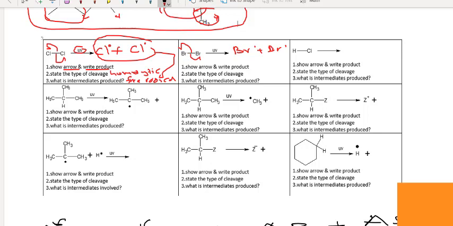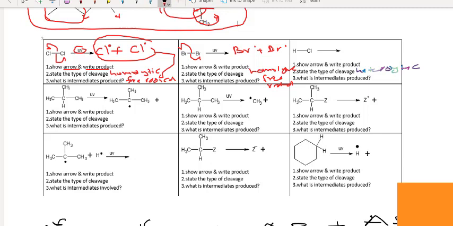State the type of cleavage. Also homolytic cleavage. What is intermediate? Intermediate product awak ni, awak dapat apa? Free radical. Okay. So for next example, this one lah. HCl. That you already know how to answer this question. Okay. So there is no UV here. Meaning that the reaction is boleh terus letak dah type of cleavage dia apa? Heterolytic cleavage.